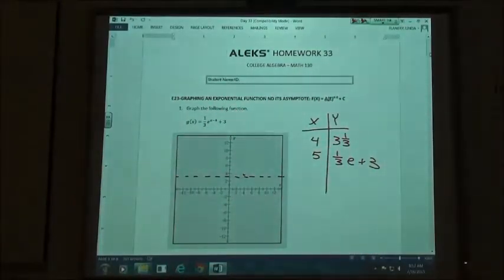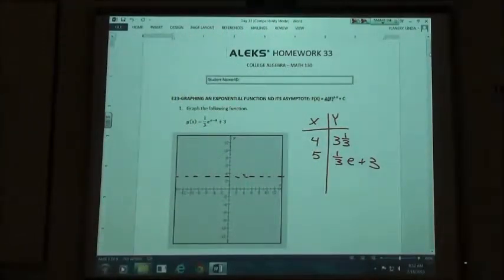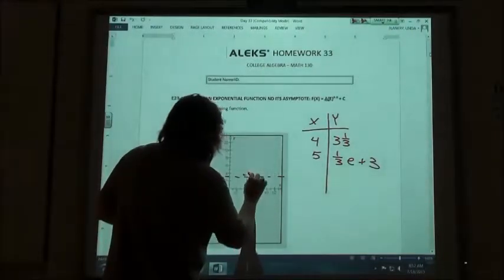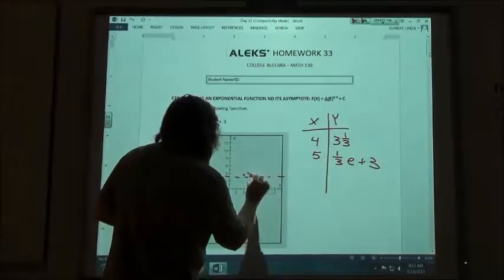And if I find a calculator somewhere, you don't have to figure out what that is, but so we can plot it, I'm going to go ahead and figure out what that is. 1/3 e to the, just e to the first power plus 3 is 3.9, approximately anyway. So 5 is up at 3.9, so just a little bit higher.